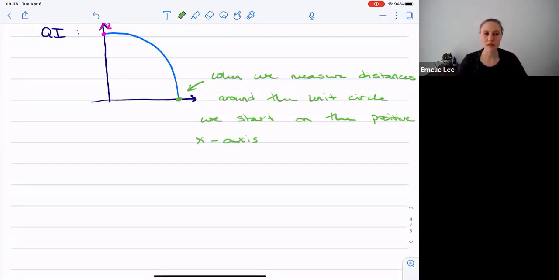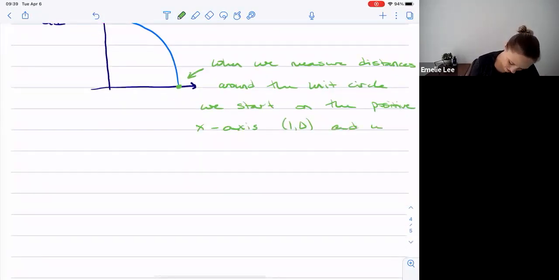If we think about this, right? Okay, so I'm saying I'm on the x-axis here. What xy point would this be? If it has a radius of 1, right? I've got a radius of 1, so I'm out at x equals 1 and y equals 0. So this point is at 1, 0. Okay. So we start on the positive x-axis, and we will later call this standard position.